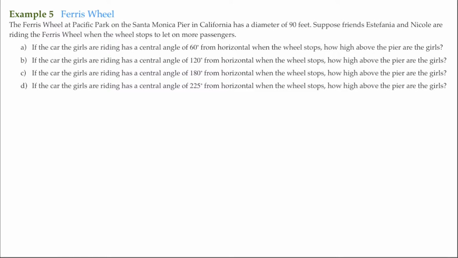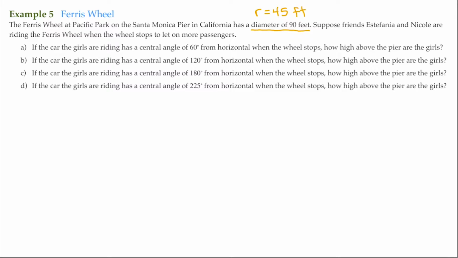A Ferris wheel obviously is a circular ride. If you look at the animation, you'll see that. And it has a diameter of 90 feet. So if it's got a diameter of 90 feet, that must mean it has a radius of 45 feet. And that's going to be important because that's going to help us determine these distances.